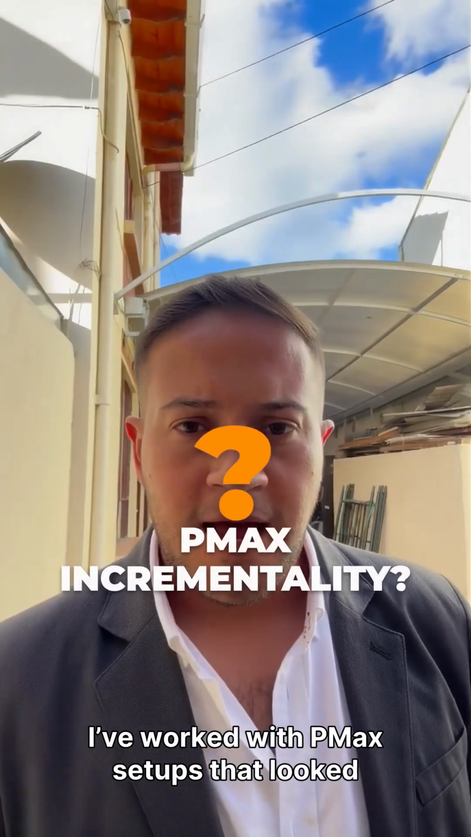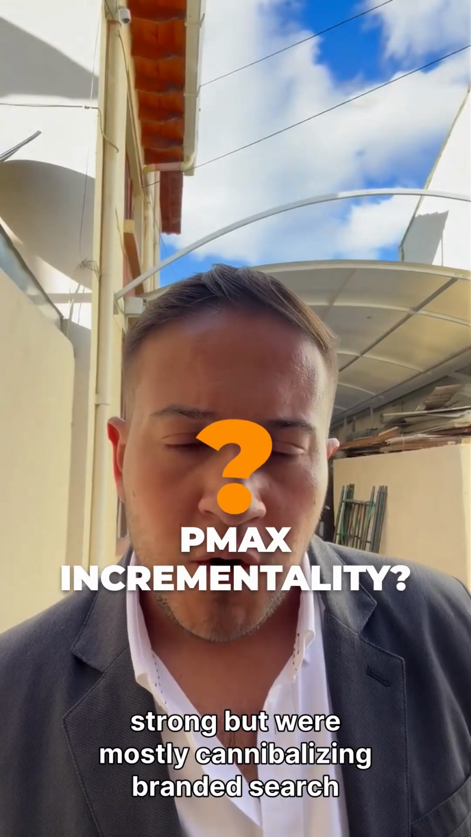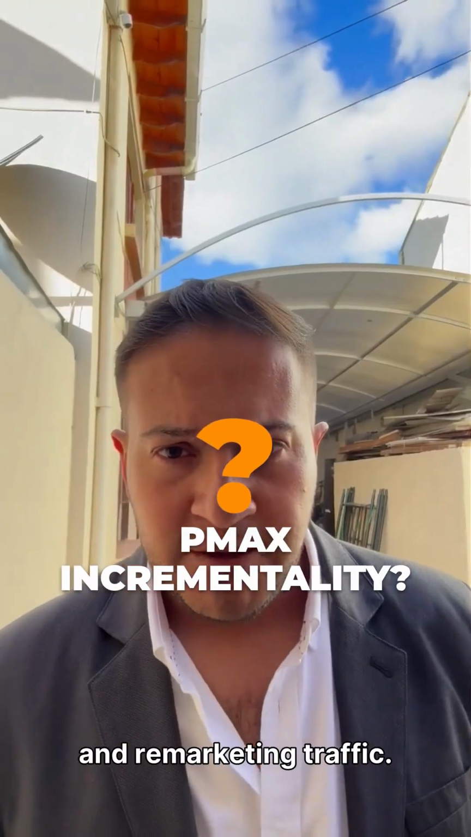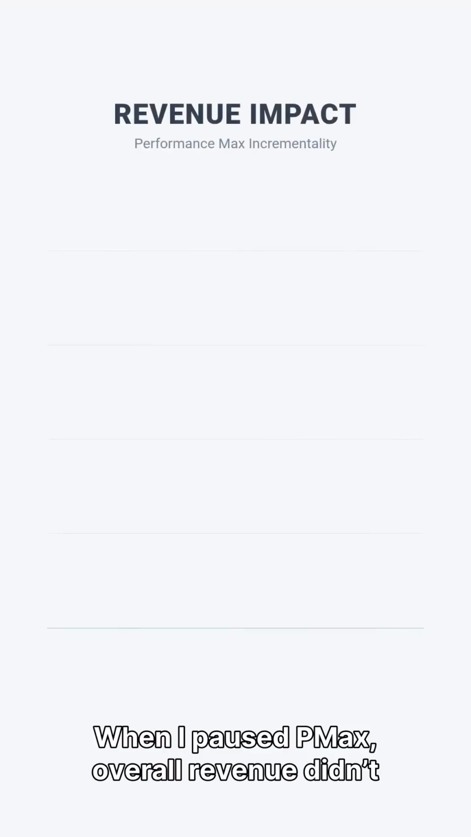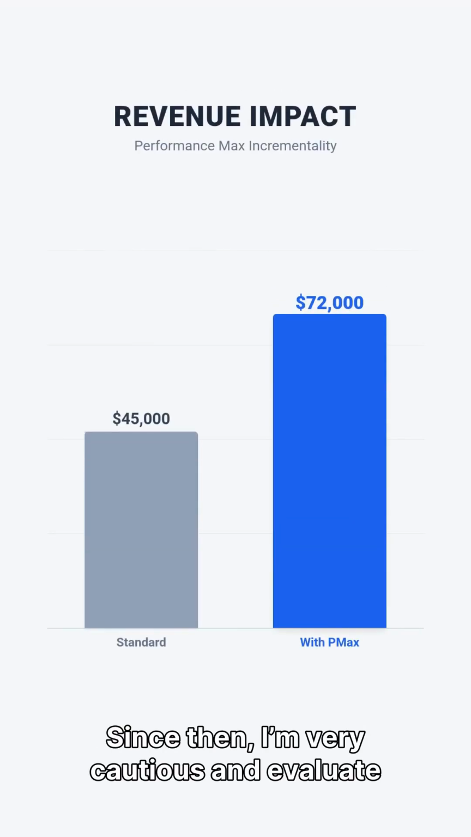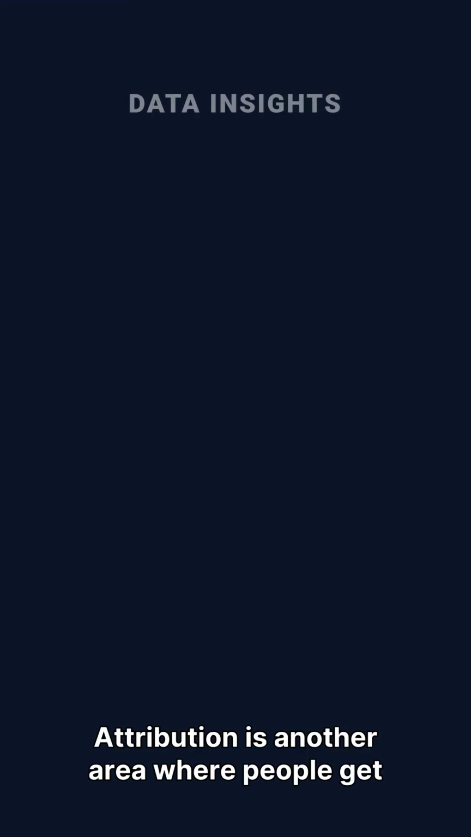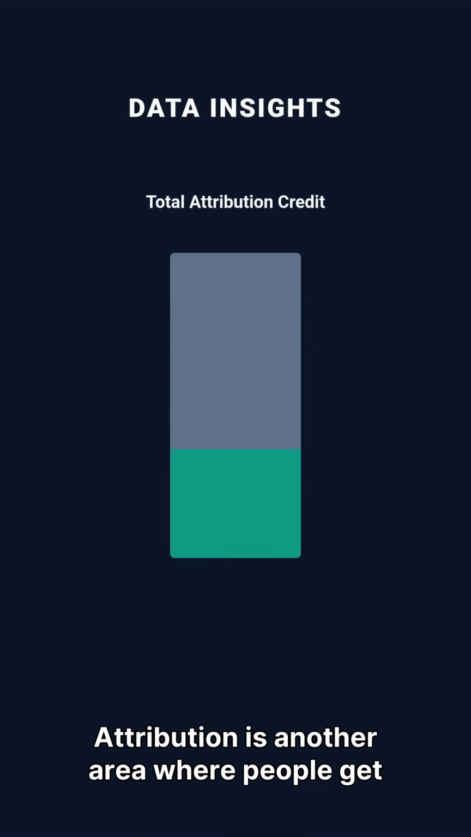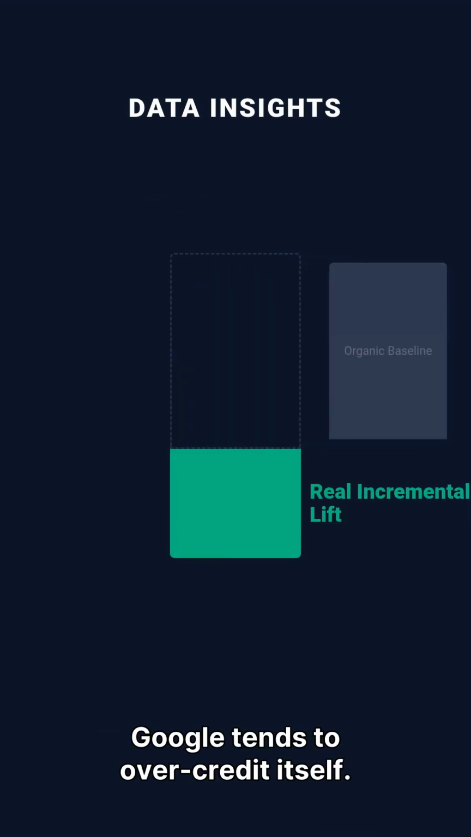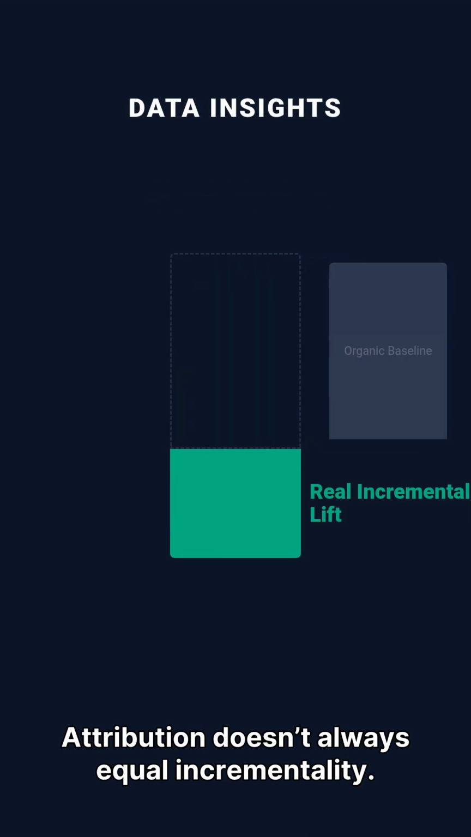I've worked with PMAX setups that looked strong but were mostly cannibalizing branded search and remarketing traffic. When I paused PMAX, overall revenue didn't drop. Since then, I'm very cautious and evaluate it based on real business lift. Attribution is another area where people get misled. Google tends to overcredit itself. Attribution doesn't always equal incrementality.